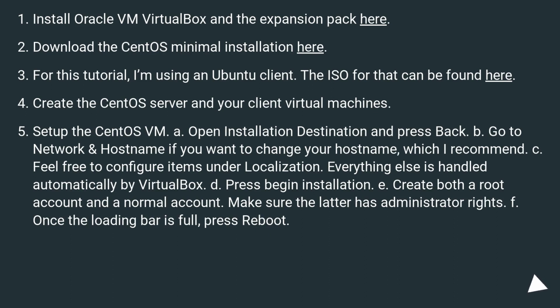For this tutorial, I'm using an Ubuntu client. The ISO for that can be found here. Create the CentOS server and your client virtual machines. Set up the CentOS VM. A. Open installation destination and press back. B. Go to network and add a hostname if you want to change your hostname, which I recommend. C. Feel free to configure items under localization. Everything else is handled automatically by VirtualBox.